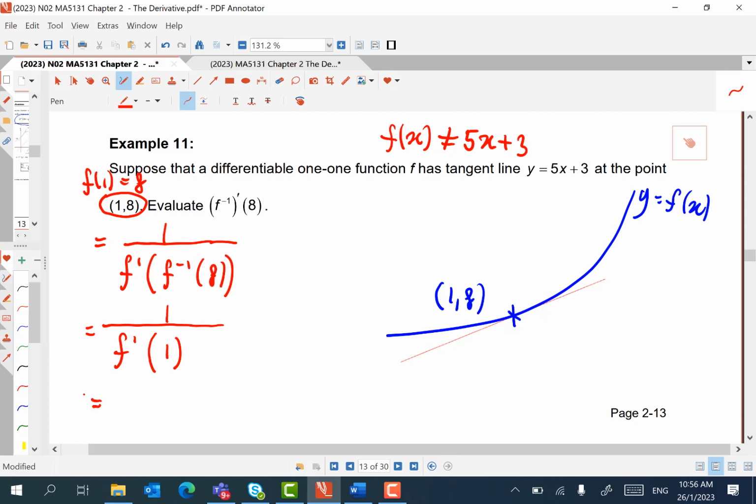Then what is the gradient of the function at x equals 1? 1 is here, no? The gradient of this function at x equals 1 is exactly the gradient of this red line. And this red line has an equation y equals to, and based on this equation, okay?